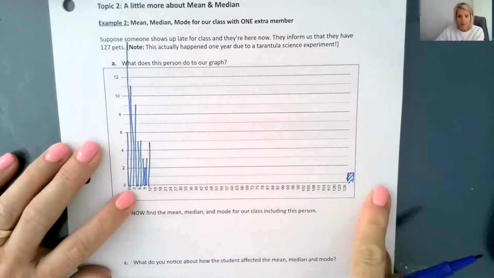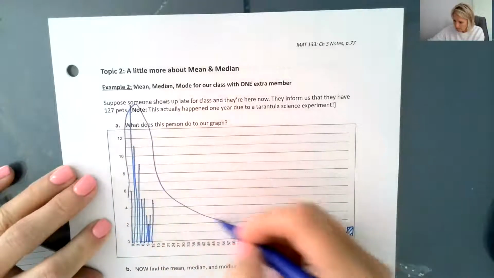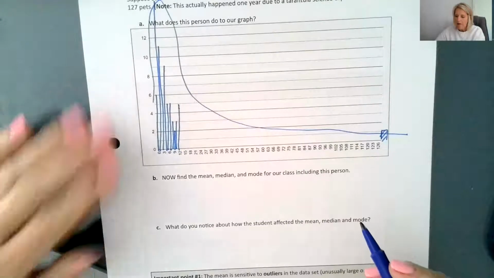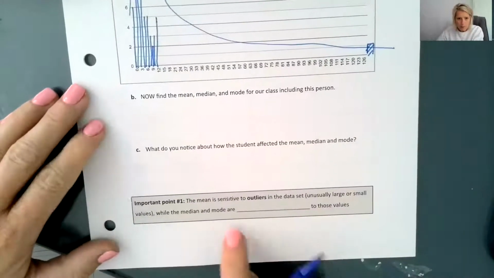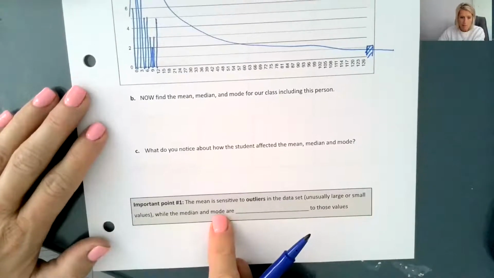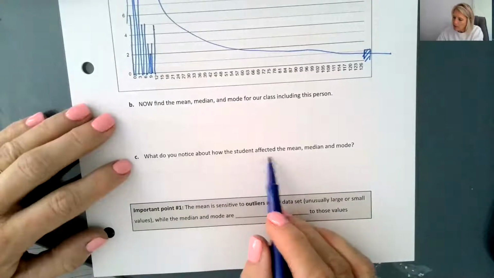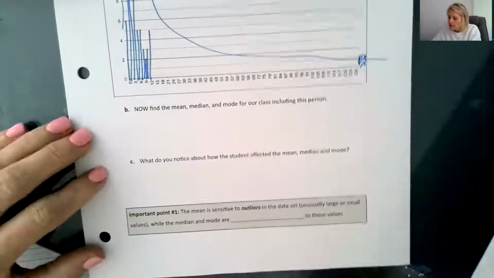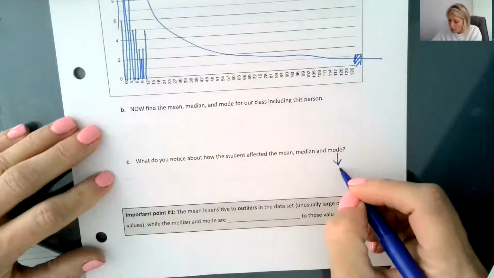So that really skews out our data now, right? Because we're like this. One thing we want to mention down here is it says, what do you notice about the student affected the mean? So if we added the student in, the mode would stay at 1, right? Because it still has the most number.